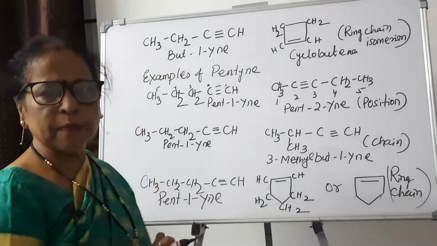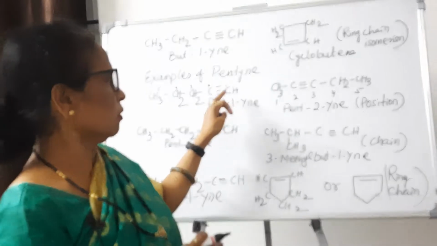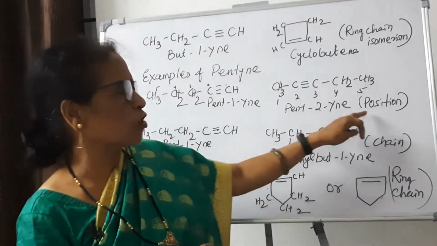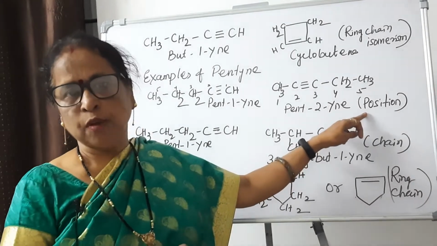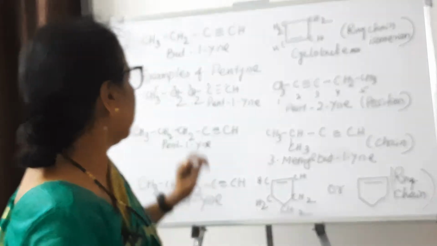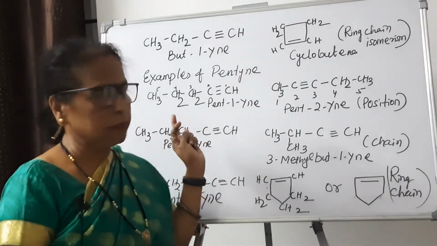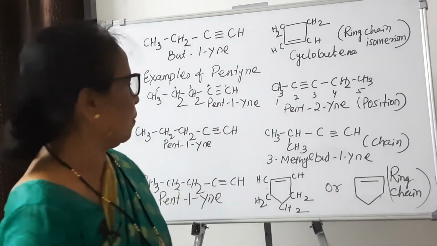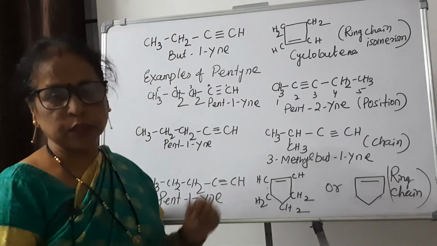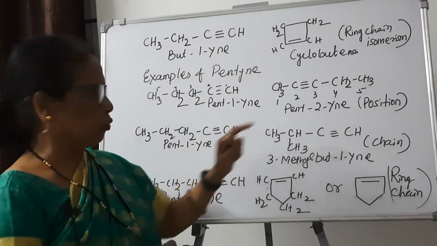Then examples are pentyne. You can see it is pent-1-yne, after 1 there is a triple bond, and it is pent-2-yne, after 2 there is a triple bond. That is why it is called position isomerism, which is shown by pentyne, that is pent-1-yne and pent-2-yne. So I hope it is clear. That is called position isomerism, position of triple bond different, one is 1, second is 2.